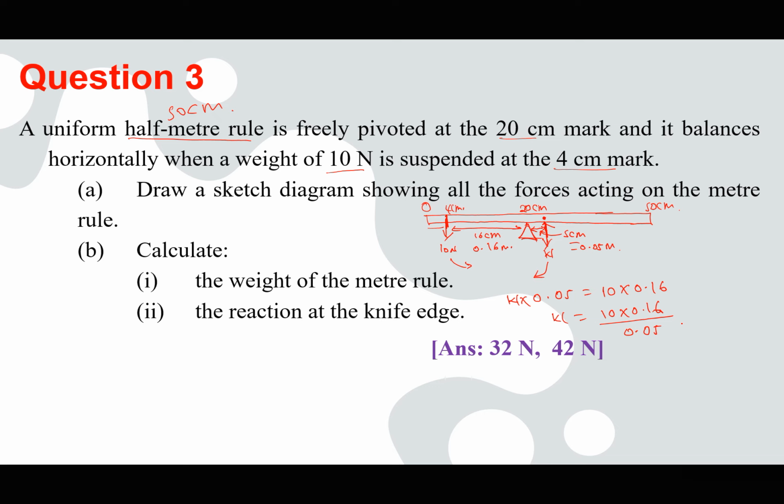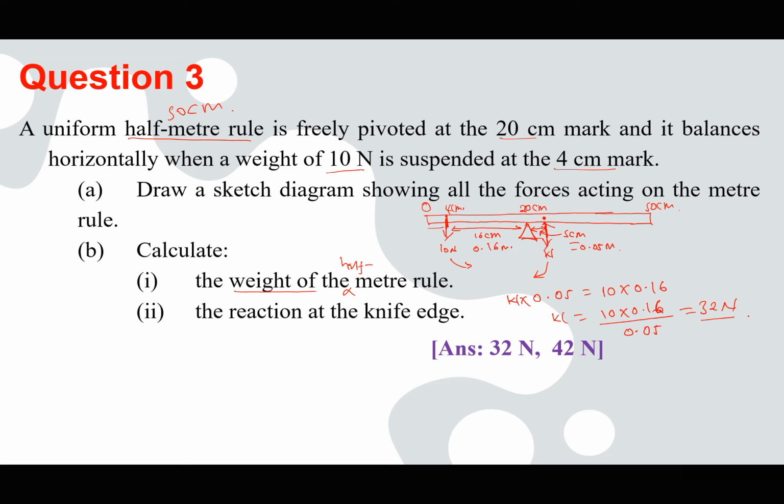So it's 10 times 0.16 divided by 0.05. So this gives me 32 newtons. So W is 32 newtons. The weight of the half meter rule is 32 newtons.